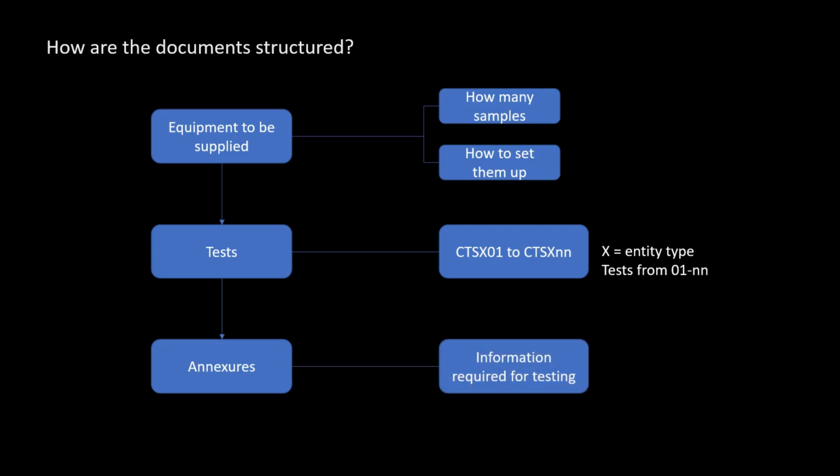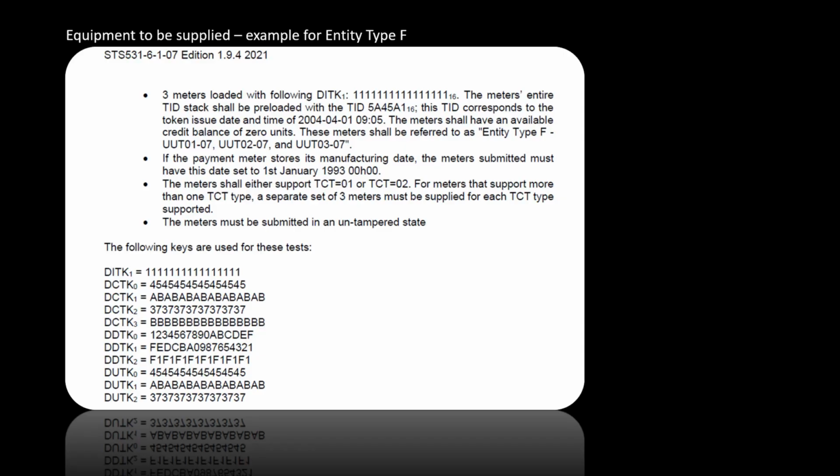These annexures are information required for testing. So please look at them, fill them in correctly, because that's the only way the test house will know how your meter responds to certain things, and also which tests or features are supported and which are not. Here's an example of the equipment to be supplied that's found at the front of the document.